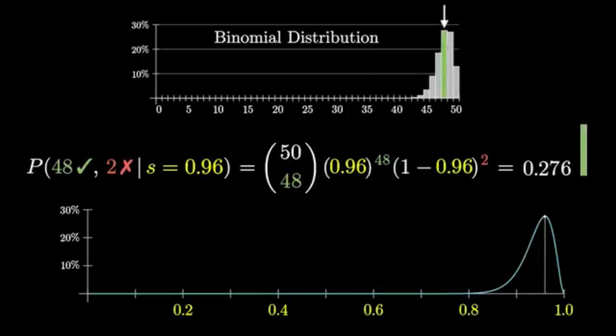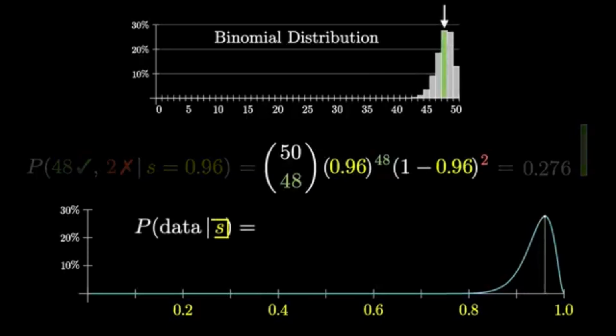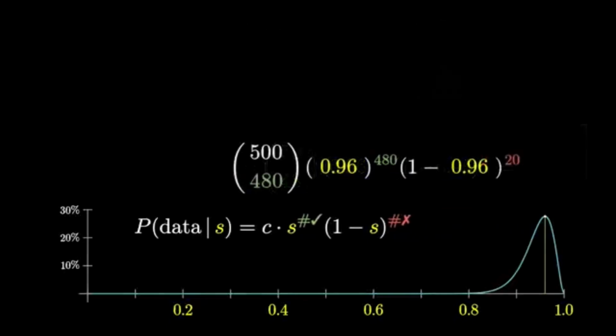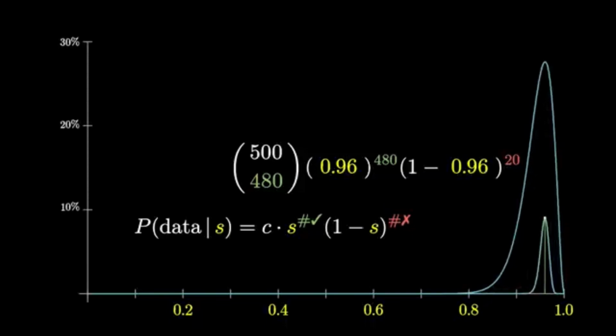Written down as a formula, what I want you to remember is that as a function of the success rate, s, the curve looks like some constant times s to the number of positive reviews times 1 minus s to the number of negative reviews. In principle, if we had more data, like 480 positive reviews and 20 negative reviews, the resulting plot would still be centered around 0.96, but it would be smaller and more concentrated. A good exercise right now would be to see if you could explain why that's the case.